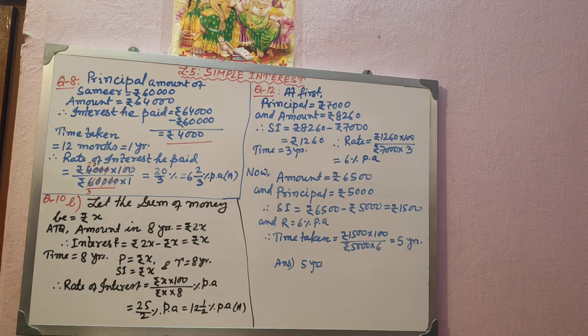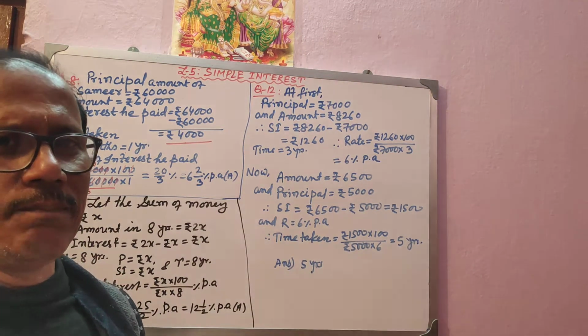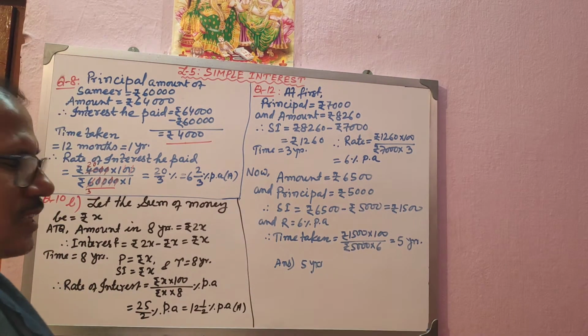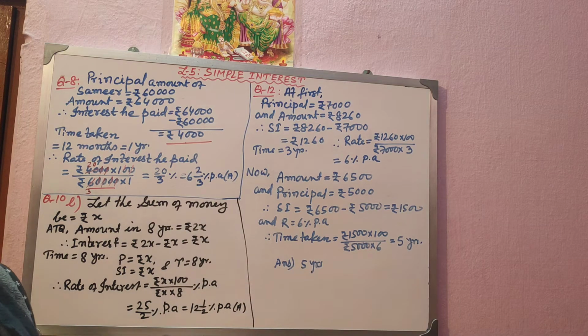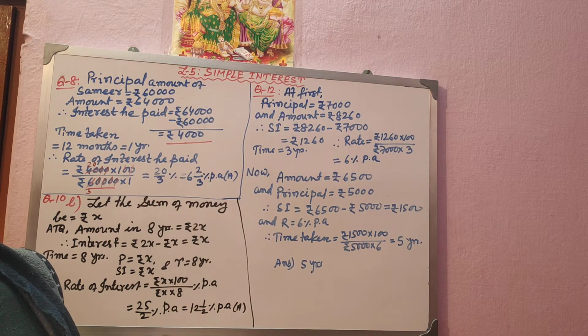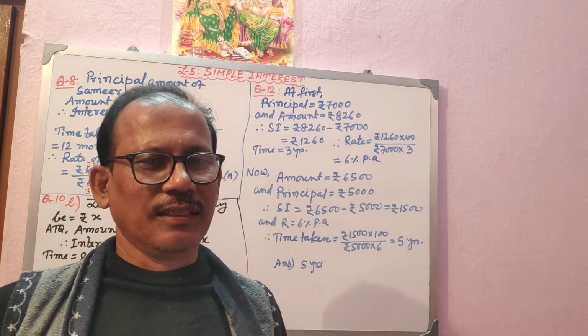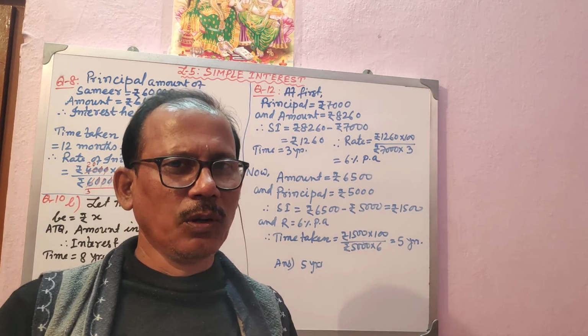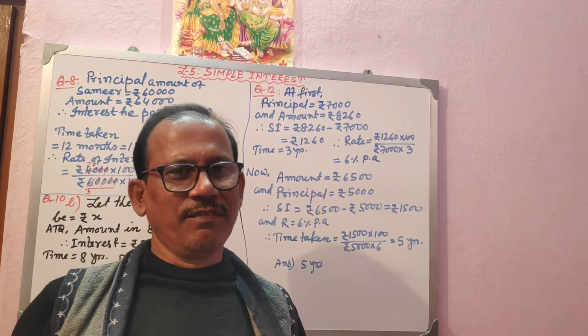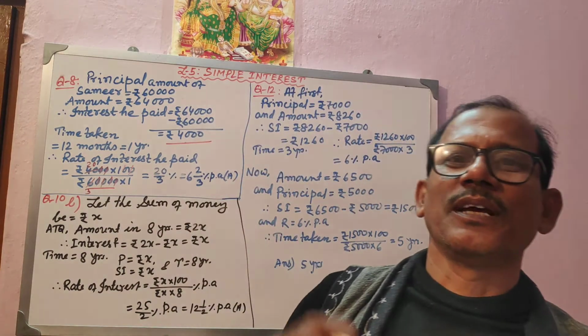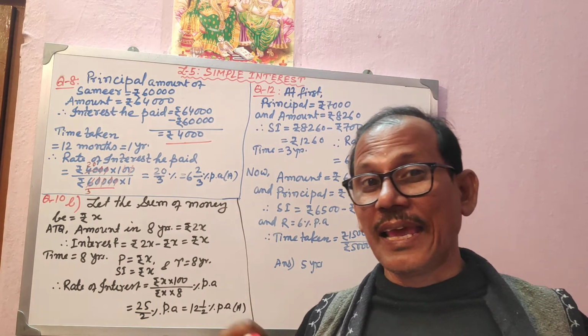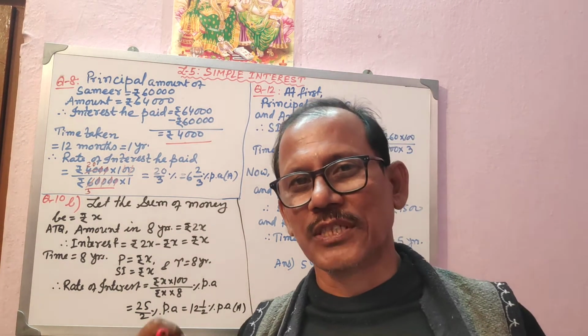So this way you just solve. I have taken question number 10b. The sums are very simple in this exercise. See, it says in 10b: find the rate of interest if a sum of money gets double in 8 years. Sum of money gets double. That means your principal amount becomes double. If you have invested 100 rupees, that will become 200 rupees in 8 years. The time period given to you is 8 years.